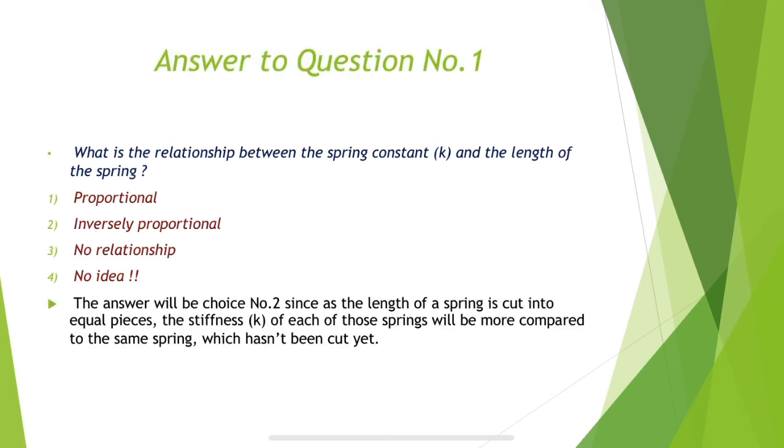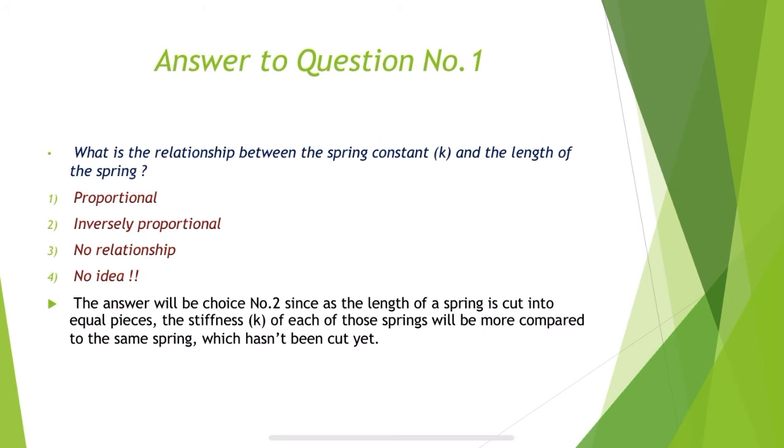So, answer to question number 1. What is the relationship between the spring constant K and the length of the spring? Based on the information given to us, as the length of the spring is, for instance, halved, the spring constant will be doubled, and exactly the same when reversed. When the spring constant K is halved, its length must be increased, must be doubled. So the answer will be choice number 2.